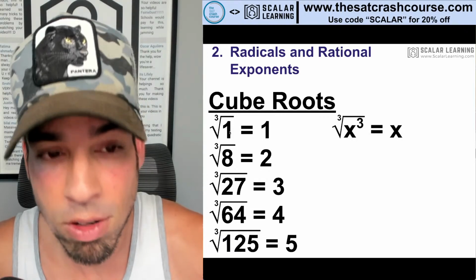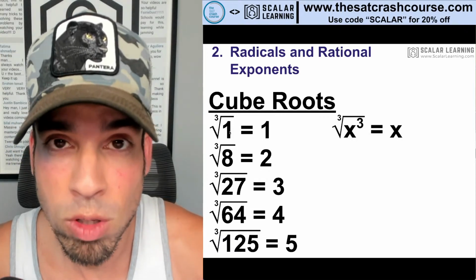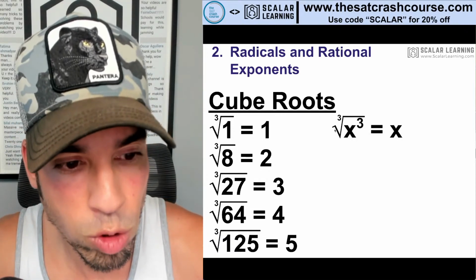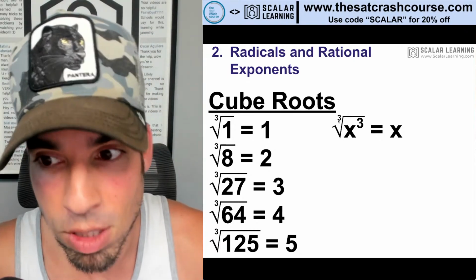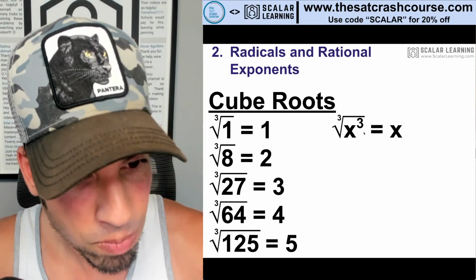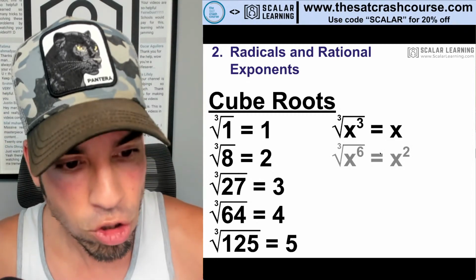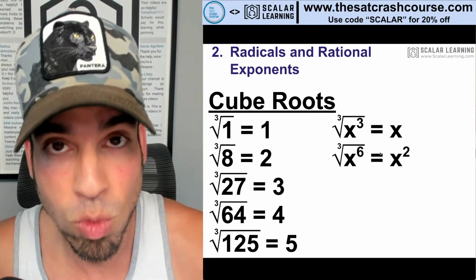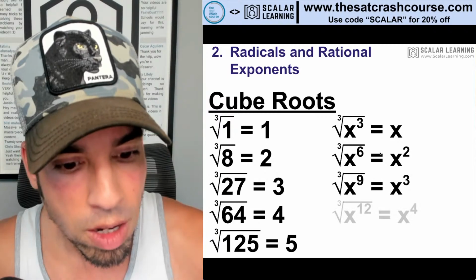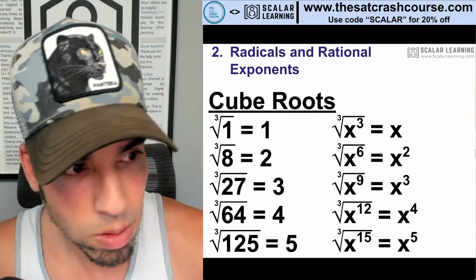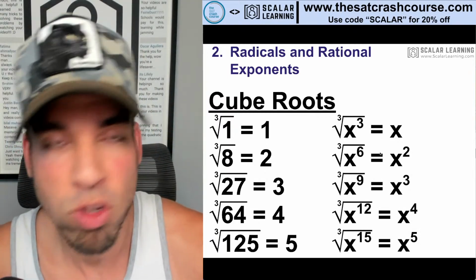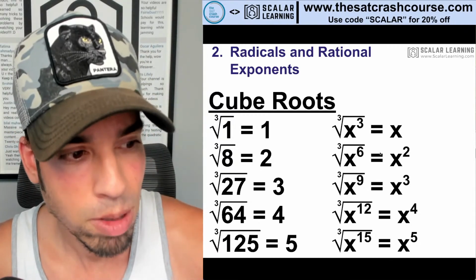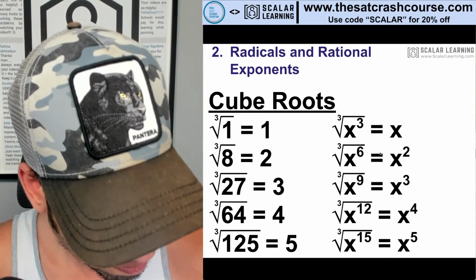Now, if we look at variables, what are we doing for those exponents? Instead of dividing by 2, which was the index for a square root, it's just invisible. We're dividing by 3. Cube root of x cubed is x. Cube root of x to the 6th is x squared, right? 6 divided by 3 is 2, and so on and so forth. So these are the most common ones. You could have 4th root, 5th root, 10th root, but this is typically what you will see.